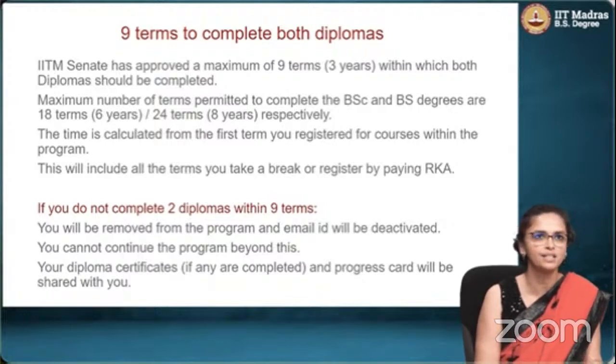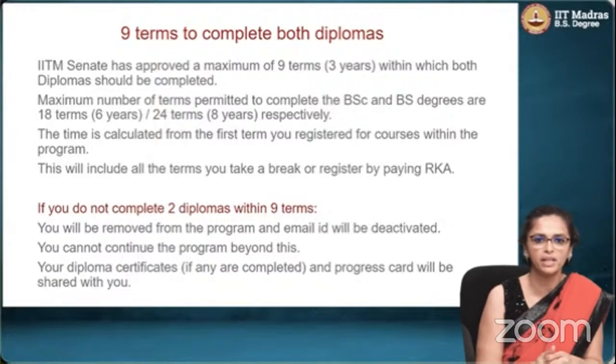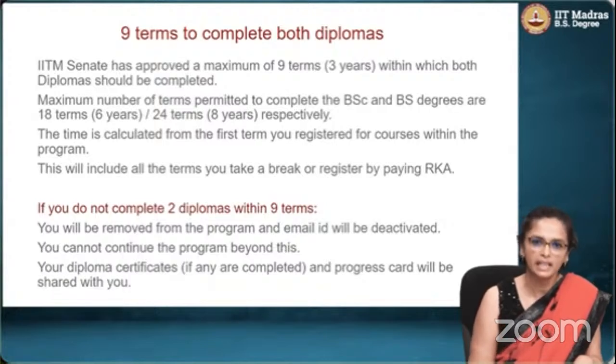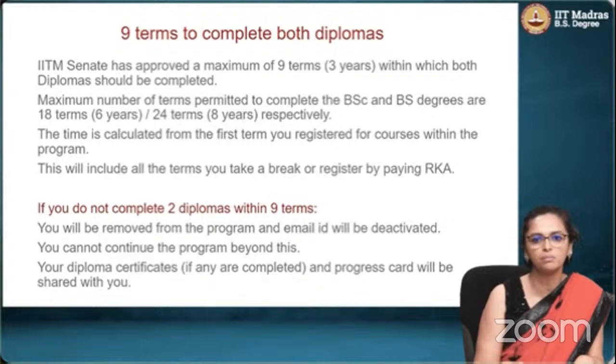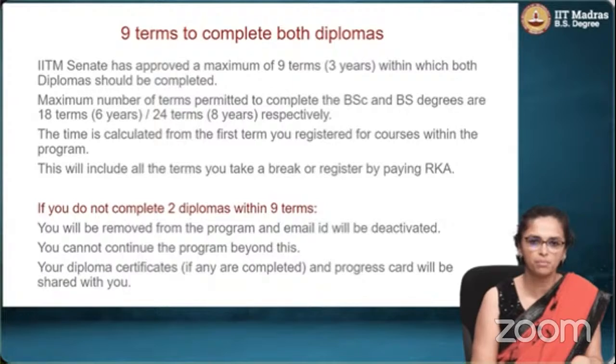So supposing I register in January 2021, right? So Jan 21, May 21, September 21. We run 3 terms a year. So in 2021, it will be counted as 3 terms. In 2022, it will be counted as 3 terms. In 2023, it will be counted as 3 terms. So by December 2023, students who joined the foundation level in January 2021 would have completed 9 terms. If they still have not completed the foundation level, they would no longer be permitted to continue with the program and they will be removed from the program.